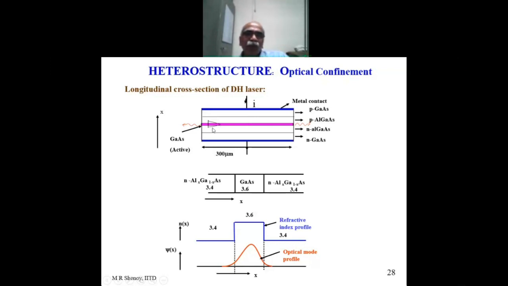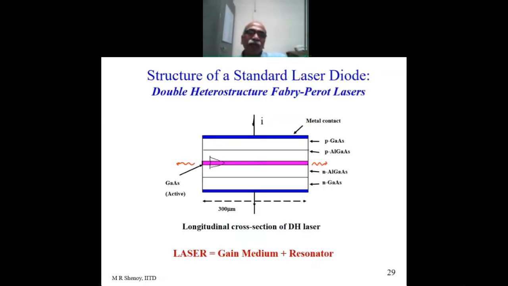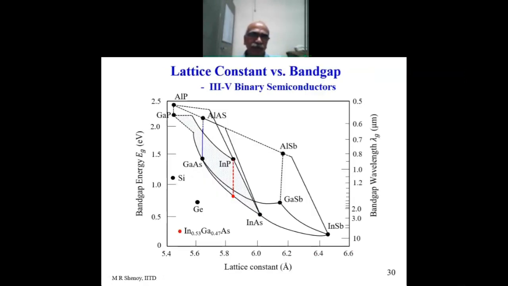And what is shown is a mode profile. So light propagates back and forth, confined by the refractive index here. And that's called optical confinement. This also helps very much, as we will see in the theory. All right, so there are many advantages, as I mentioned. And therefore, finally, the standard structure of a simple laser diode is this. This is a double heterostructure laser.